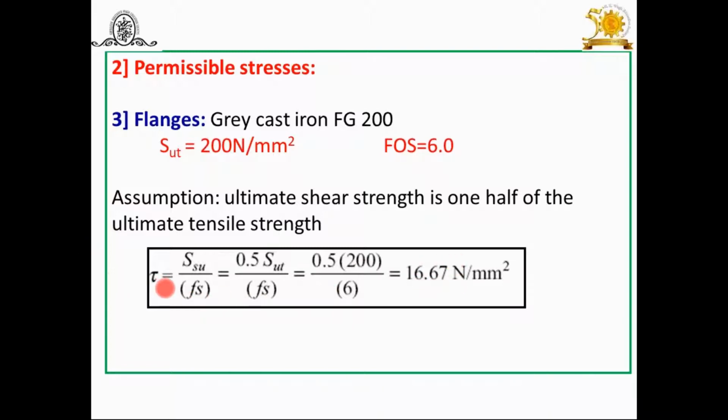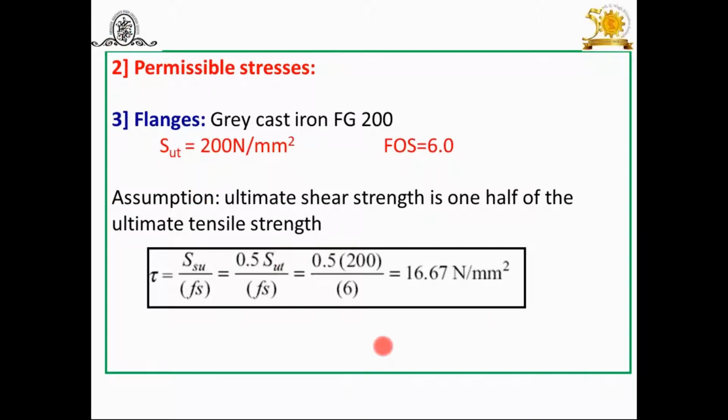This is tau permissible for what? Flange. Flange means the hub is made up of grey cast iron and the flange is made up of grey cast iron. Try to understand. And this tau we are going to use for the hub design as well as the flange design. This is about the permissible stresses. This is step number 2 after selection of material. So what you have to do? Find out the permissible stresses.